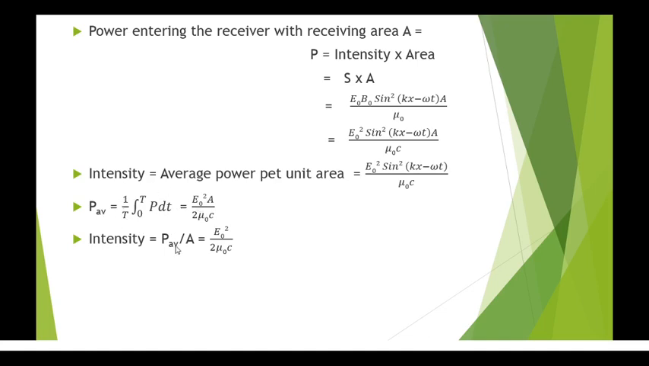Now average power per unit area, divided by A, means it is equal to E0 square by 2 mu 0 C. That again gives you the intensity. So the intensity of an electromagnetic wave is directly proportional to the square of the amplitude of electric field, or we can say or magnetic field. So proportional to E0 square.